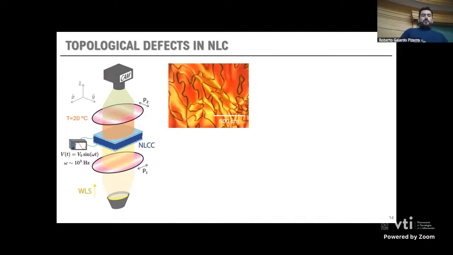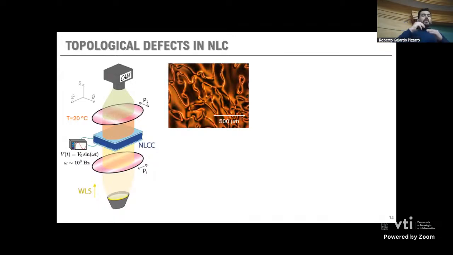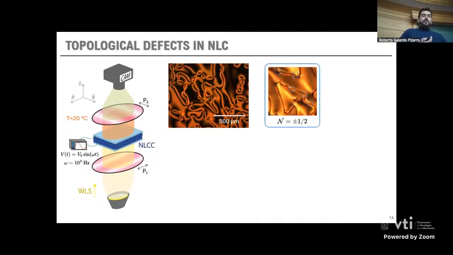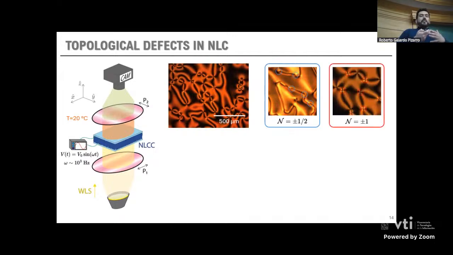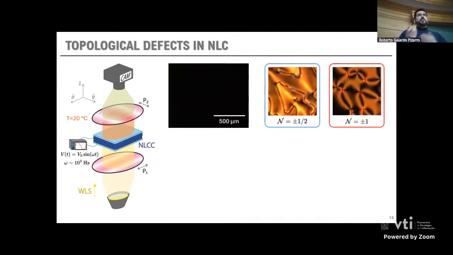So in the video, you can see that if we pass the Freedericksz voltage, we will have the emergence of topological defects. In particular, we can observe topological defects with plus and minus 1/2 topological charge, but they are very, very unstable, and they annihilate each other or destabilize into topological defects with plus or minus 1 topological charge.